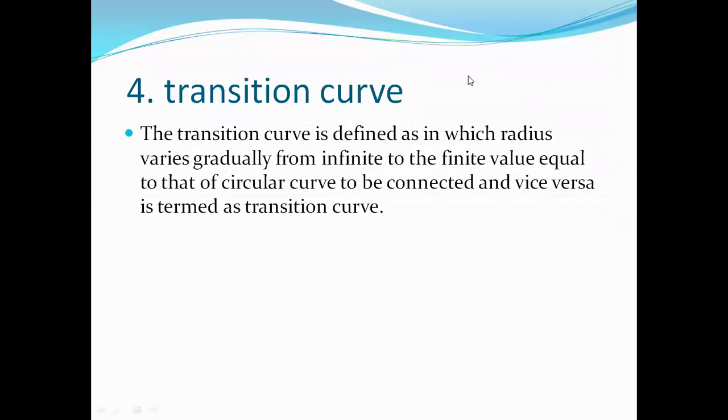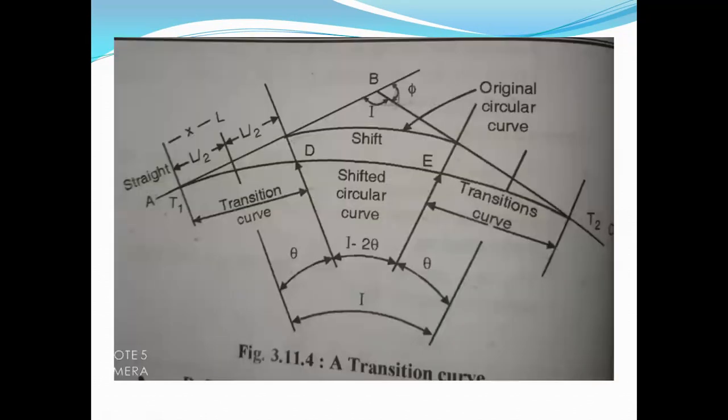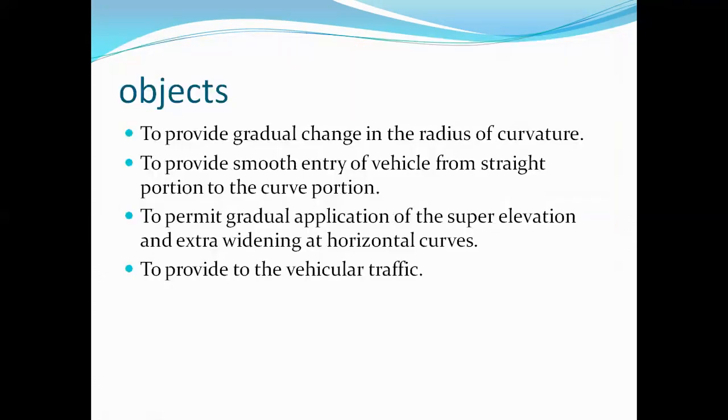The concept of the transition curve is a little hard, but remember it. What is the definition of the transition curve? The transition curve is defined as the curve in which the radius varies gradually from infinite to the finite value equal to that of the circular curve to be connected, and vice versa. Now the next point is the objects of this transition curve. Now see what are the objects of the transition curve.